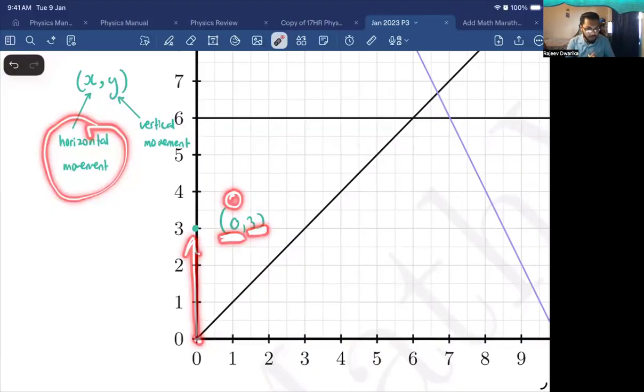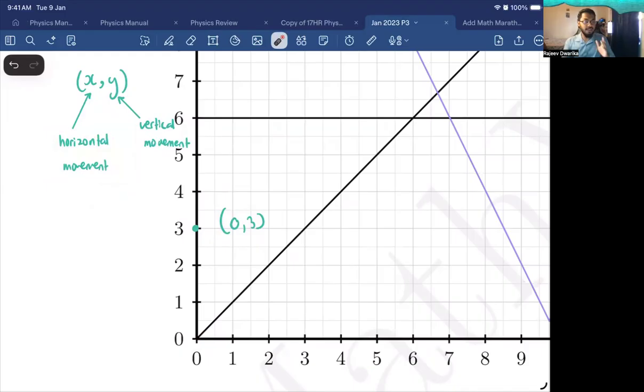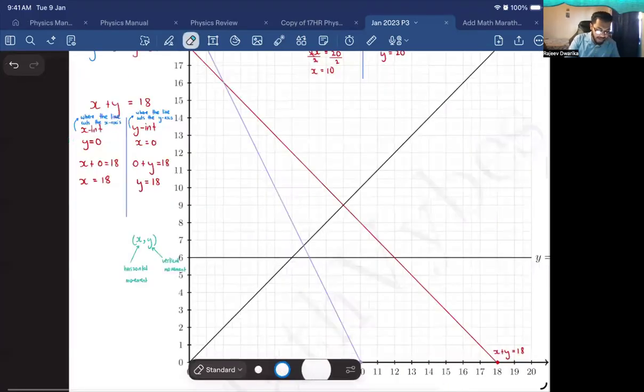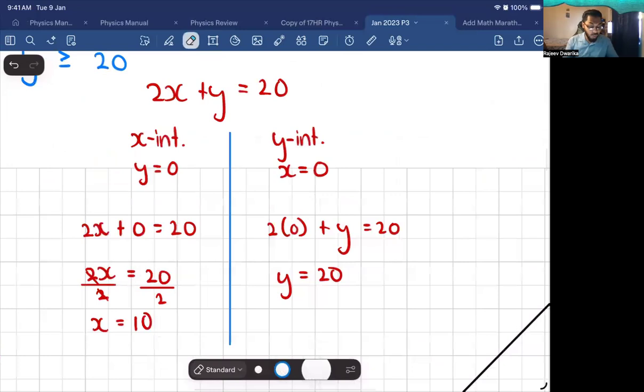So if you are on the y-axis, then your x value will be 0, because if you're on the y-axis, you can only move vertically. Let me know if you understand that. Yes, sir. Right. So guys, I hope everybody now understands why for the x-intercept, y will always be 0. Because if you're on the x-axis, you could only move horizontally.